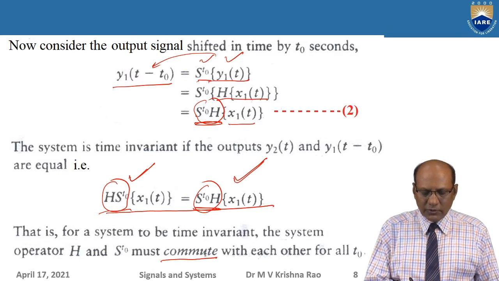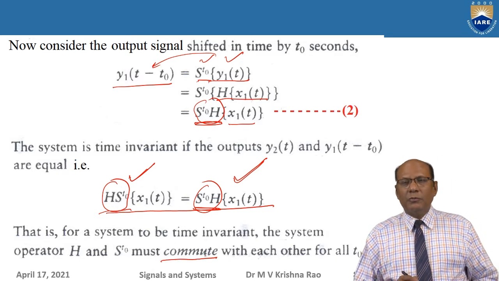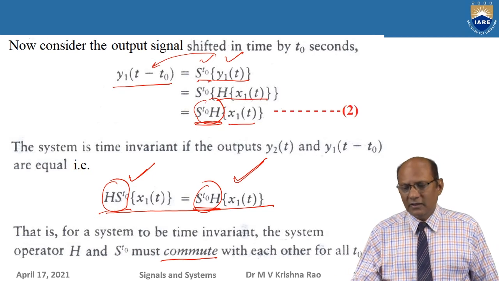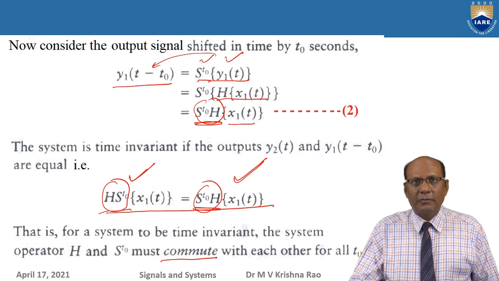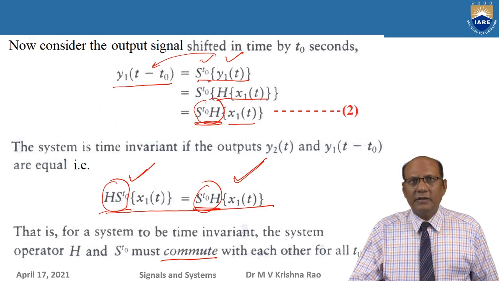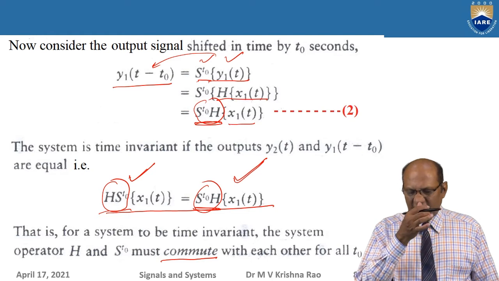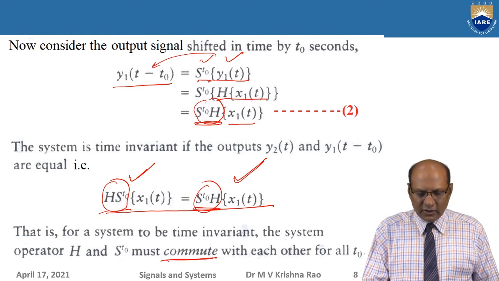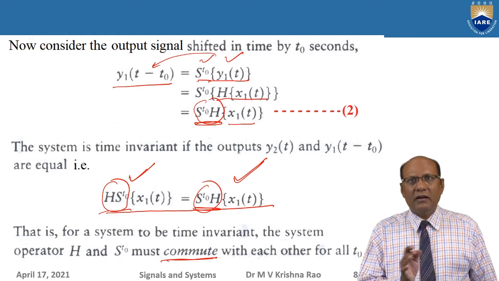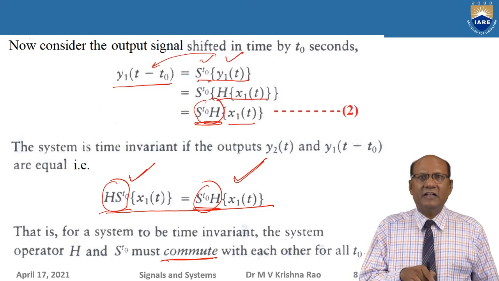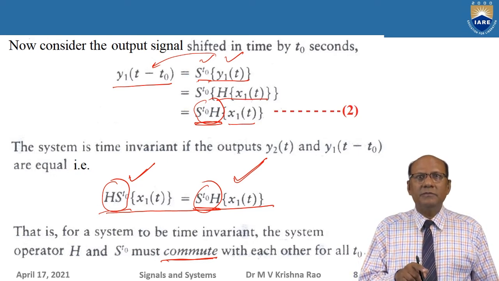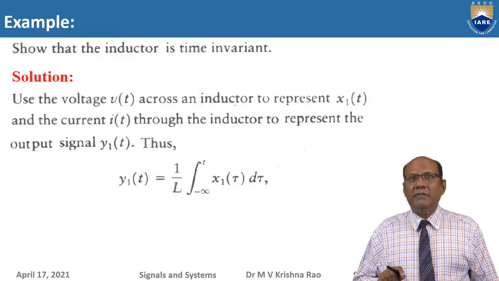It is called the commutative property. We use it in set theory or algebra. We have the distributive property, commutative property, associative property like that. So here it is the commutative property. That means order is not important here. If the system satisfies this condition, then that system becomes a time invariant system. Otherwise, it cannot act as a time invariant system.